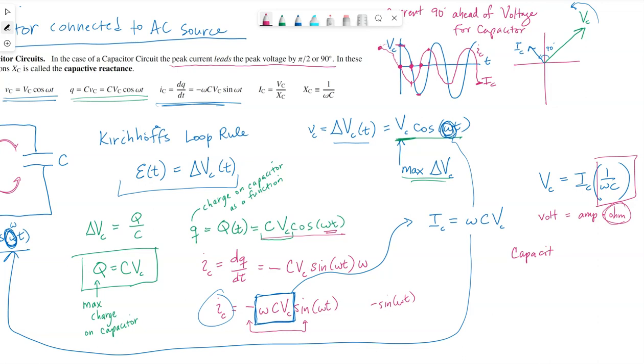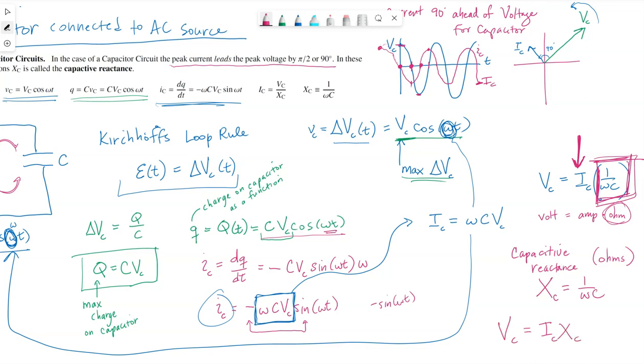We call this a capacitive reactance. Sorry, I was pronouncing it so that I could spell it right. So capacitive reactance, we use an X and a subscript of C, 1 over omega C. This has units of ohms. This is kind of a resistance to the flow of current. How much current can flow in our circuit depends entirely on this reactance. So we can write this equation this way.